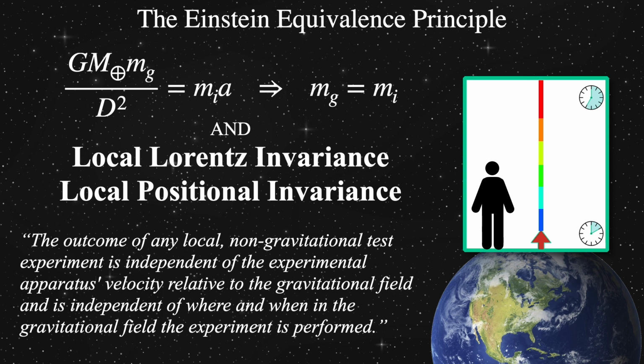Here, the "local" in local positional invariance and local Lorentz invariance means that the experimental setup in the laboratory must be small compared to variations in the gravitational field. These, of course, would be the tidal forces, and the test experiment must be small enough so that the gravitational potential does not alter the result. Just adding the constraints of local Lorentz invariance and local positional invariance, Einstein was able to predict the gravitational redshift, which has subsequently been observed.